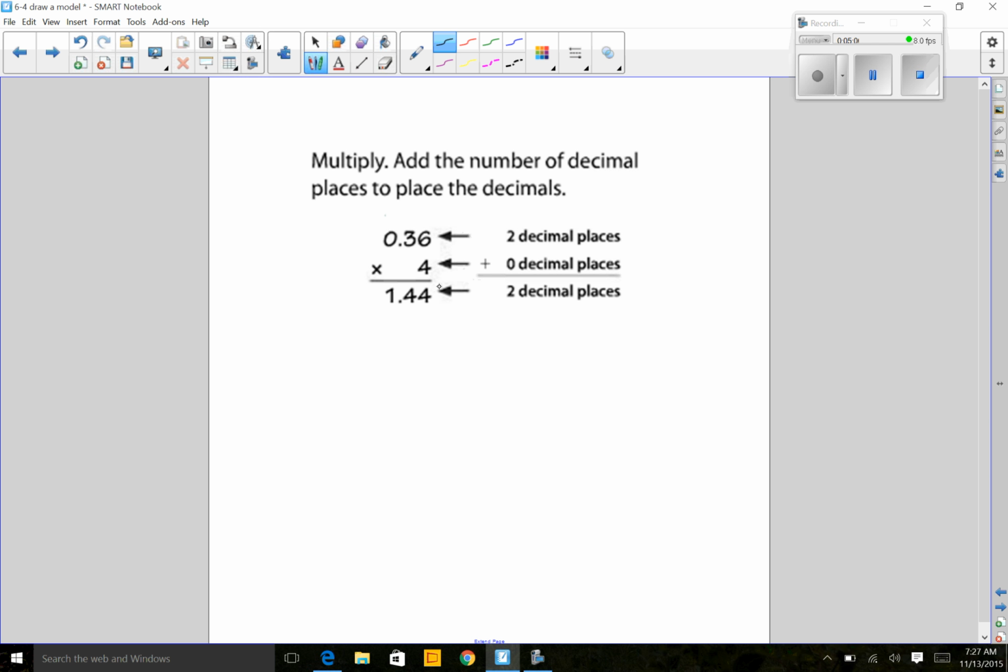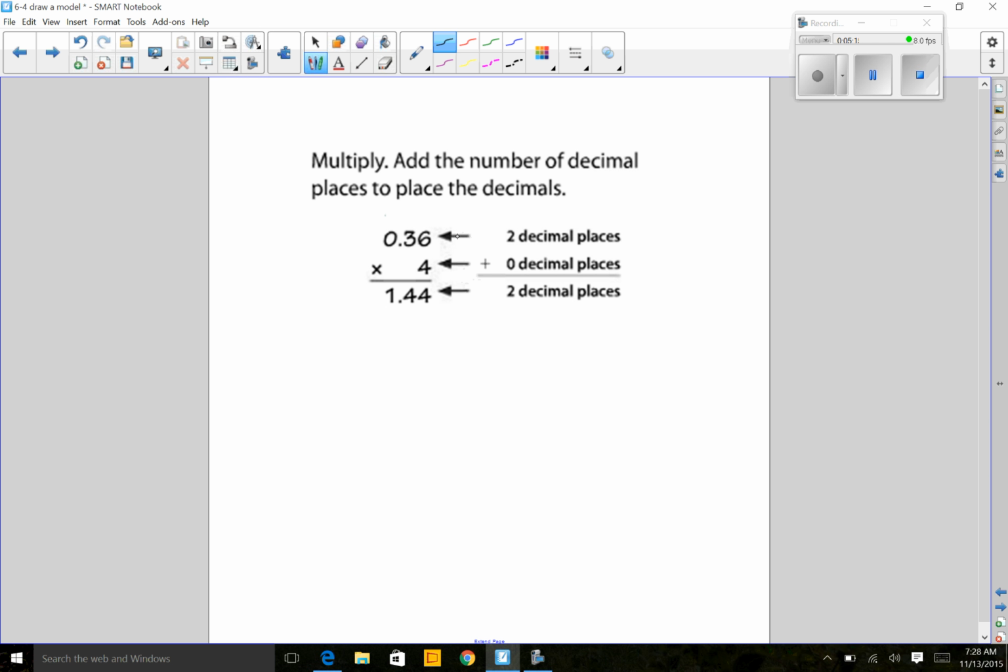What you do is you start by just multiplying your numbers. You don't even worry about the decimals to begin with. So when you first do this, you just think of 36 times 4. 6 times 4 is 24, write 4, carry the 2. 3 times 4 is 12, plus 2 is 14. So I have 144.